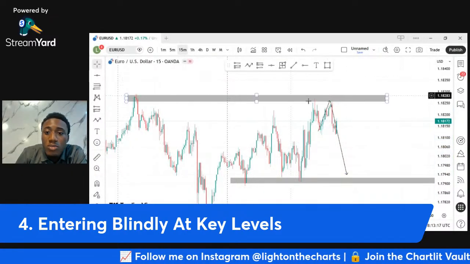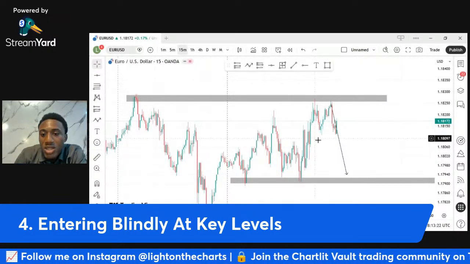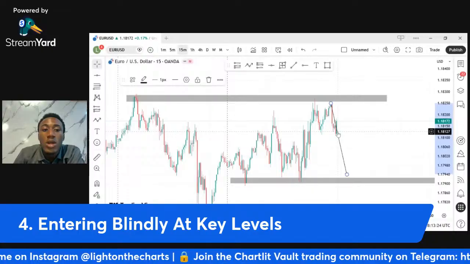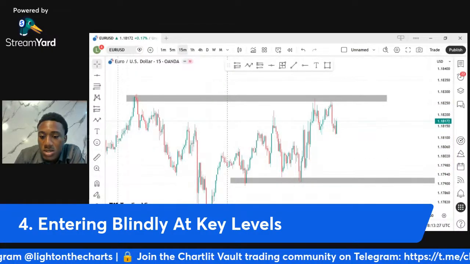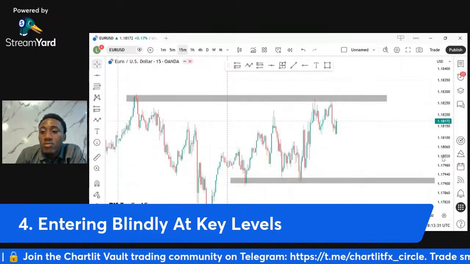Wait for candlestick confirmation, right? Candlestick confirmation, doji, all those chart patterns. Wait for those confirmations before you make trading decisions. So that is all.